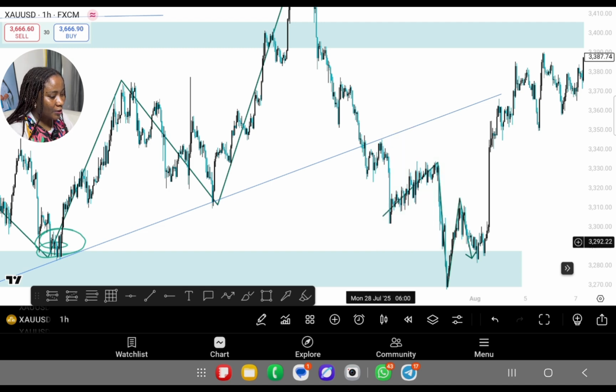And there you have it. Support and resistance. They are the cornerstone of technical analysis that can seriously elevate your trading game. Understanding these levels helps you anticipate market movement, manage your risk, and make more informed decisions.